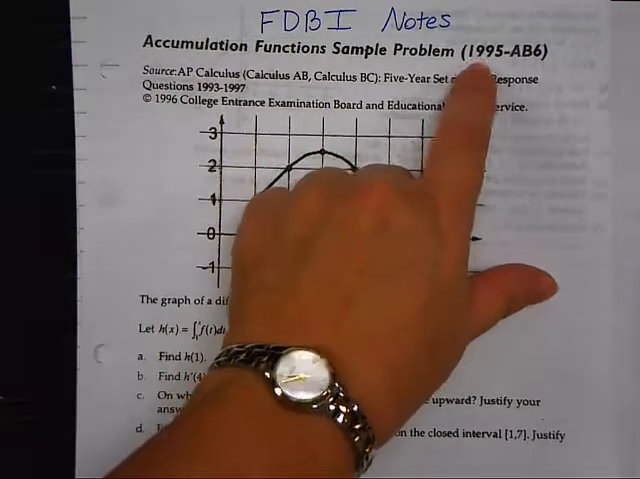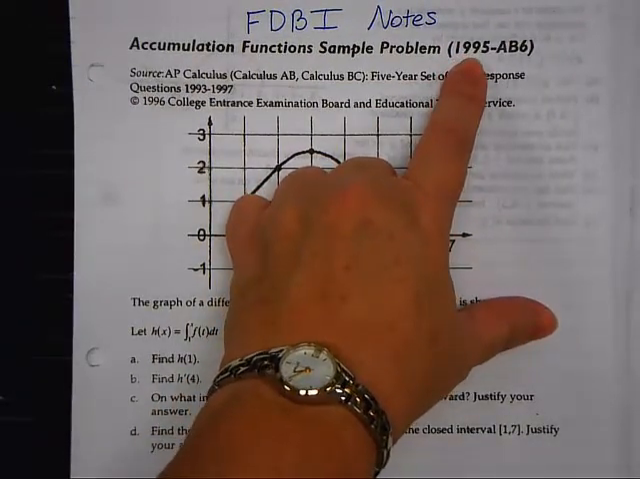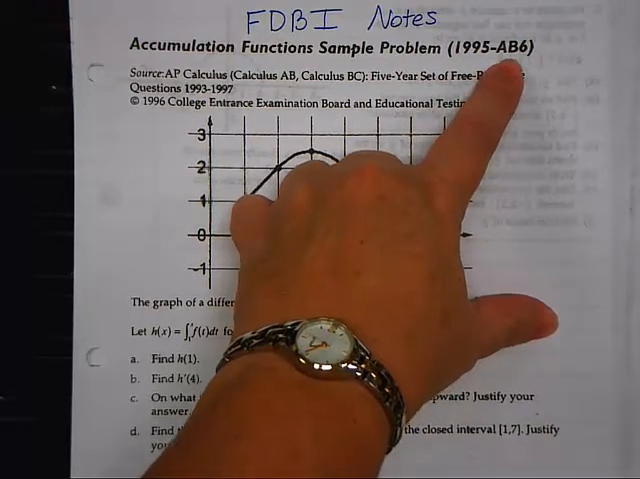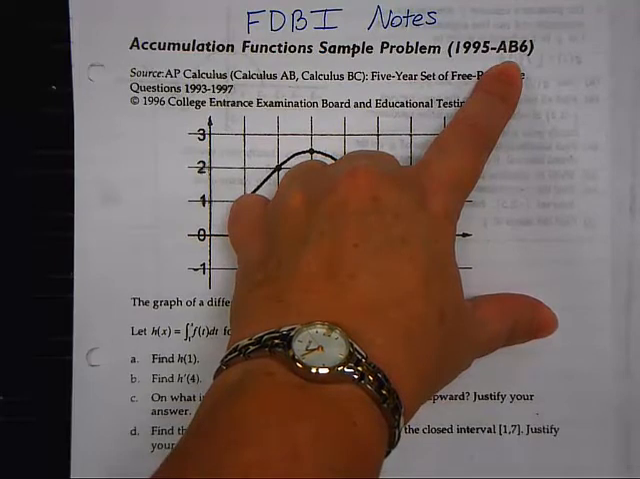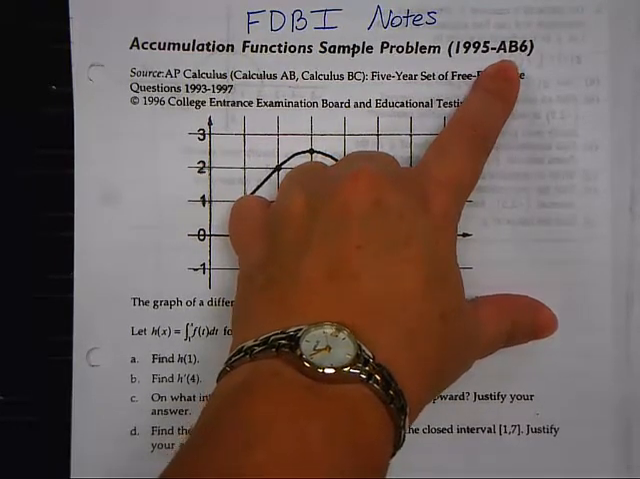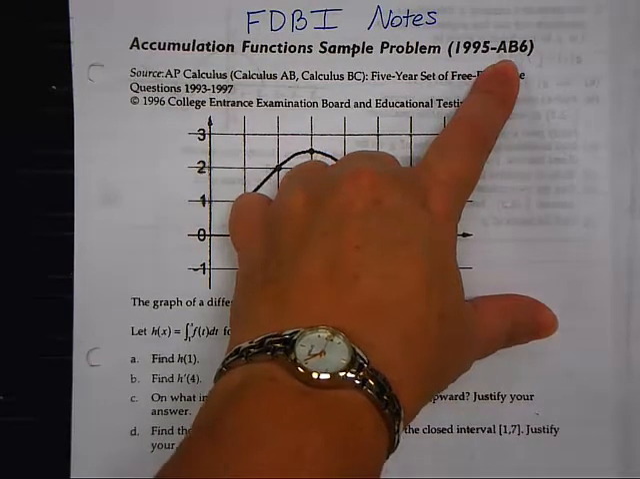First of all, this is off of an AP exam. It is off of the 1995 exam. It was on the AB exam. It was problem number 6. There are 6 free-response questions on every AP exam. 4 of them are no calculator, 2 of them are calculator. This one being at the end of the 6 is going to be a no calculator question. So this is going to be all done without a calculator.